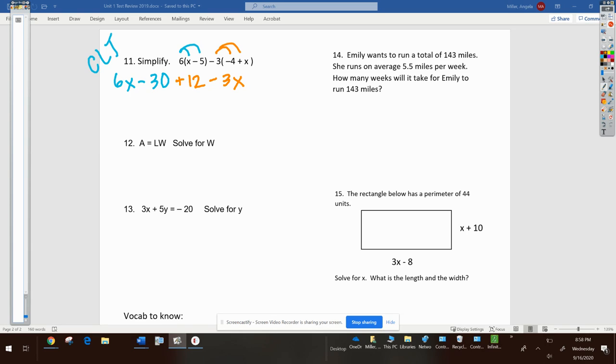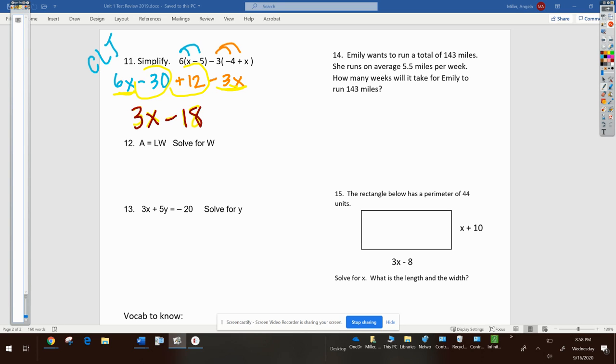Now I'm going to combine like terms. So I'm going to combine my x's with my x's. So 6x minus 3x is going to give me 3x. If I combine my numbers, negative 30 and 12, that is going to give me negative 18. And let me darken that up for you. That's going to be 3x minus 18.